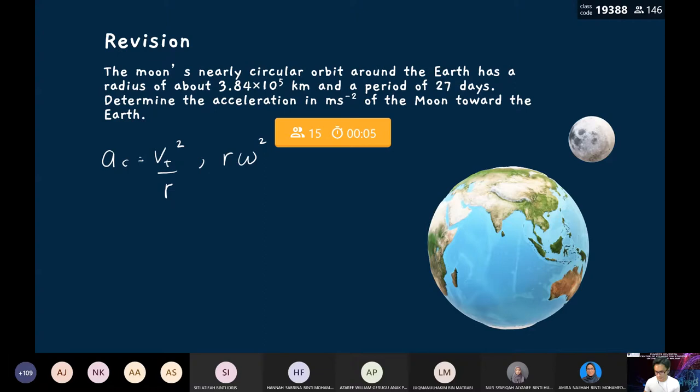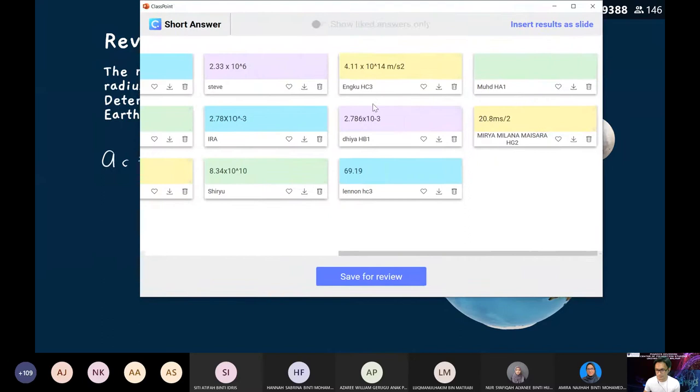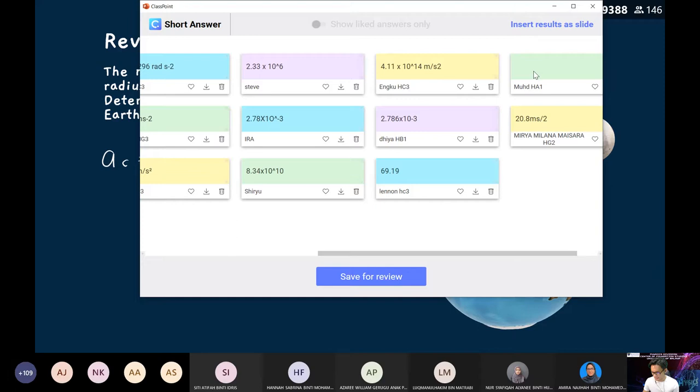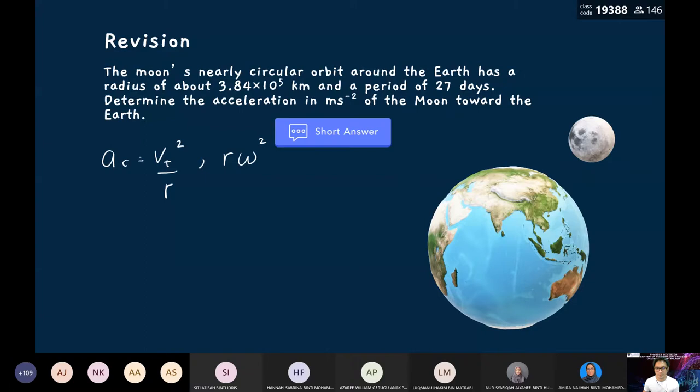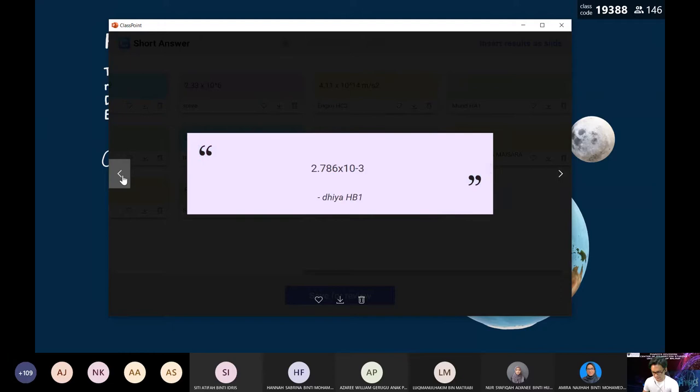Alright, so kita tengok jawapan. Muhammad ni dia tulis apa? Dia tak tulis apa-apa pun. Okay. So Muhammad dia tak tulis apa-apa. Next. Lennon, 69.19. Dia 2.78 times 10 to the power of 14.